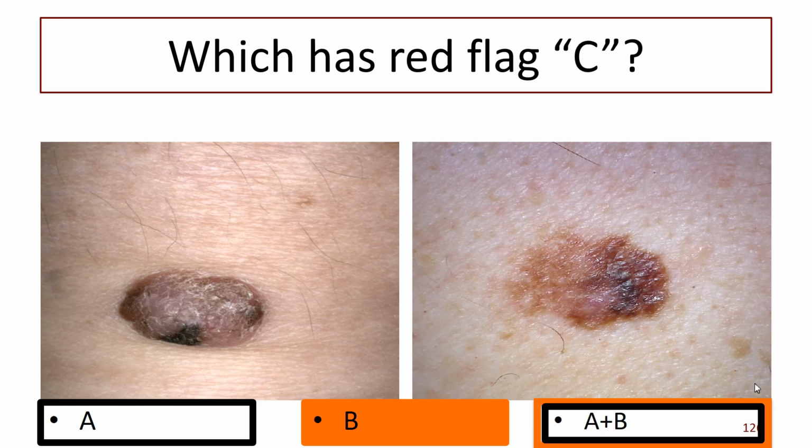Let's go for red flag C. Does anyone know what C stands for? Colours. Okay, so lots of colours, variable colours. Which of these two has or have variable colours? Okay, most people think both. That's good. Have we got anyone else on the list? Can you tell us about the colours, Carolyn? Yep, multicolours of both. And when we look at dermoscopy, we'll see even more colours.